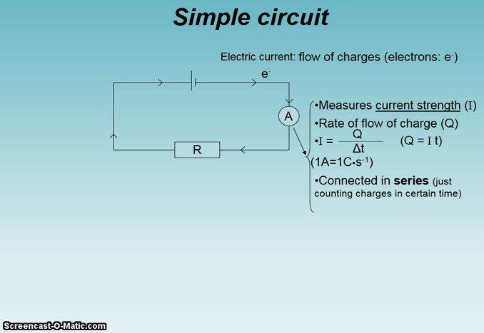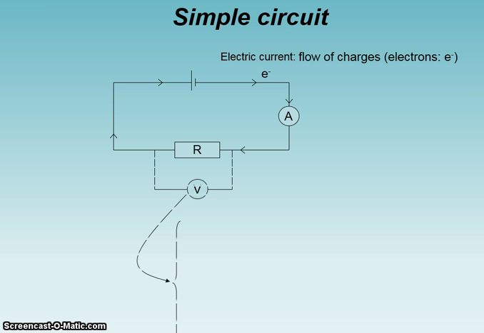And then always remember that an ammeter will be connected in series. Why? Because it is just counting the charges in a certain time flowing through the conductor. It must be in series because the charges need to flow through the ammeter. Since the charges need to flow through the ammeter, it must have a low resistance. The charges are to flow easily through it.